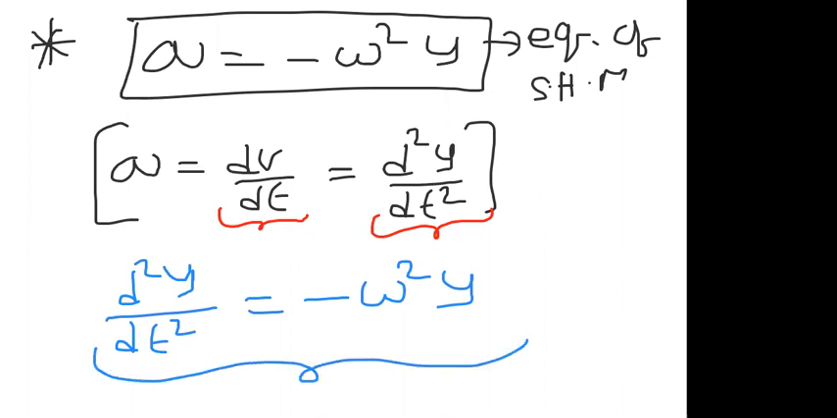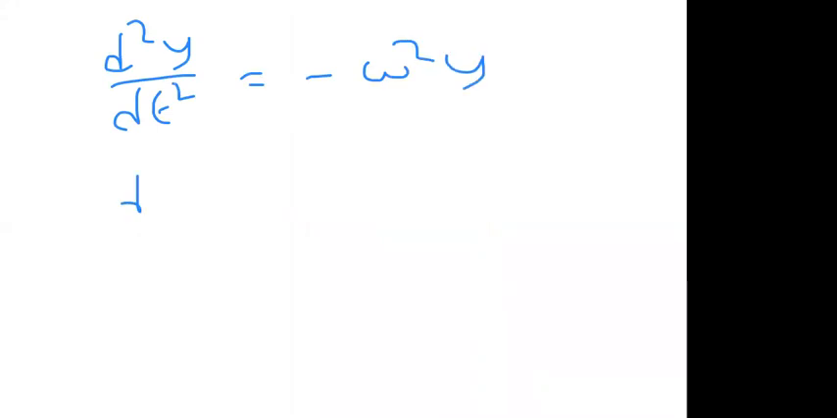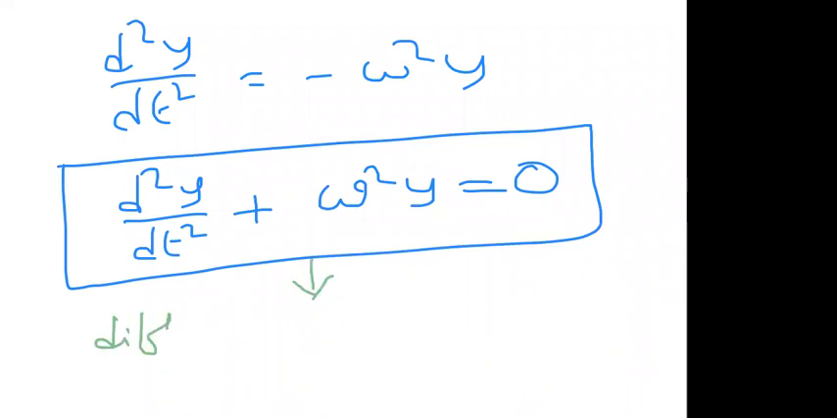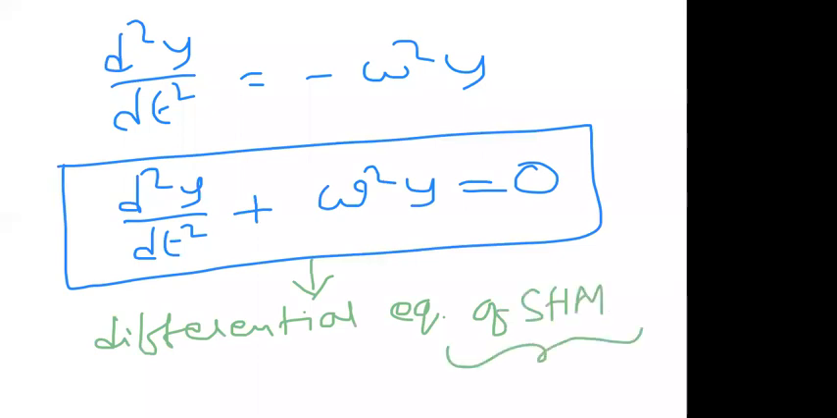Further, I can write this equation, just now I wrote d square y by dt square is equal to minus omega square y, as d square y by dt square plus omega square y is equal to 0. And this equation I am calling the differential equation of SHM. It is called the differential equation of SHM. I hope you are clear with how to handle the differential equation of SHM.